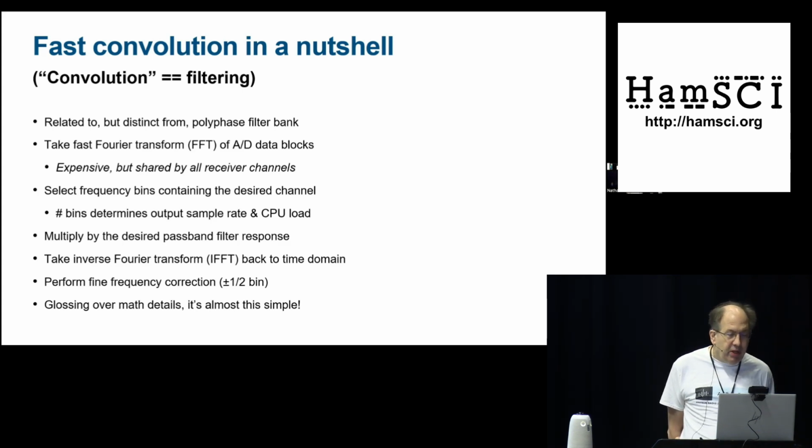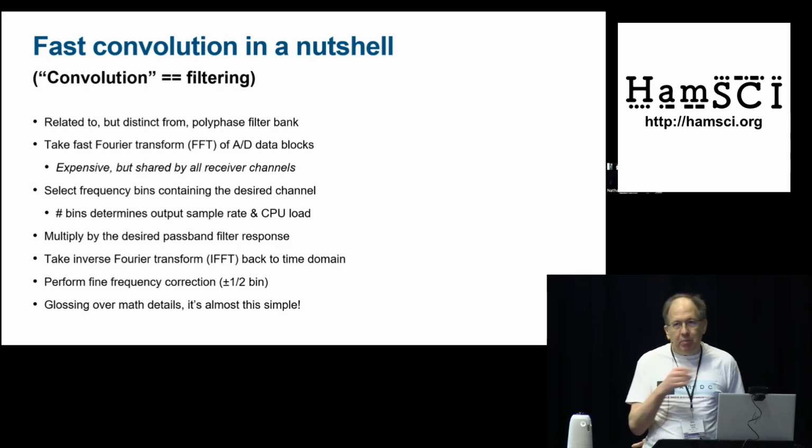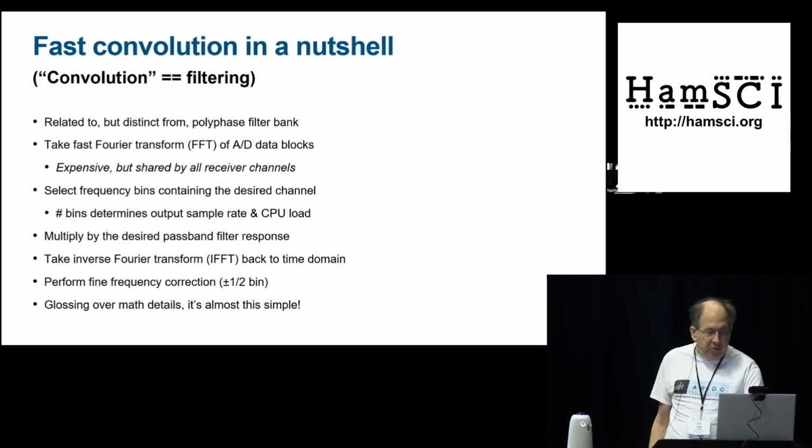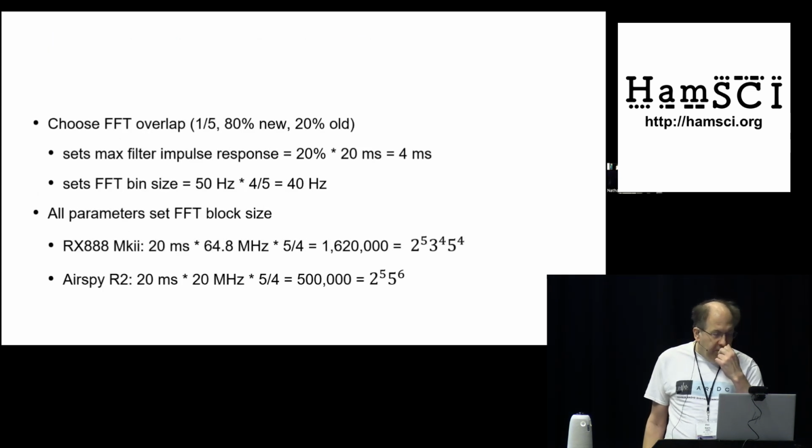Once you've selected those bins, you multiply by the desired response of your channel. Take the inverse FFT, and I have to do a fine frequency correction because the bin selection method can only work in units of bins. And as I said, it's almost that simple. So there are some numbers for those.